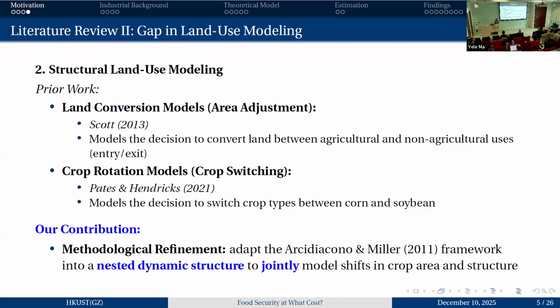So although our model, honestly, has no contribution to the methodology frontier, just the previous framework, we think it may be relatively useful to fill a gap: the dynamic structure, while previous work only models the structure of area.